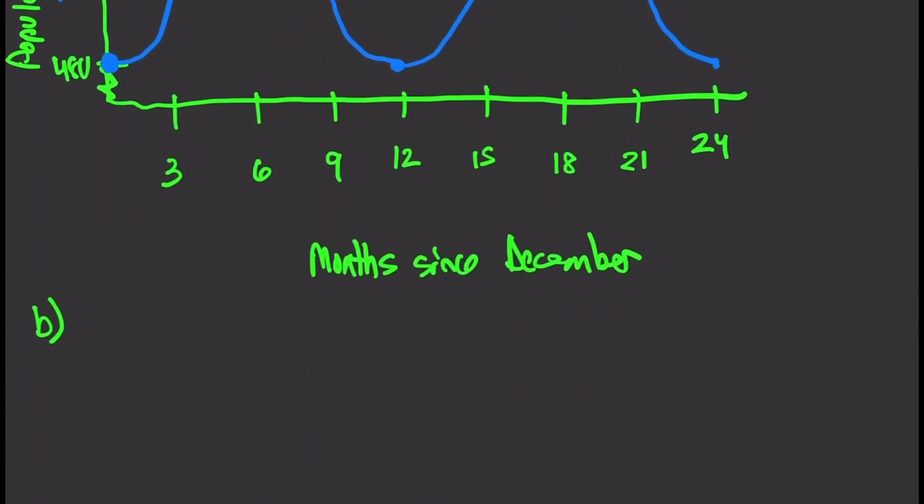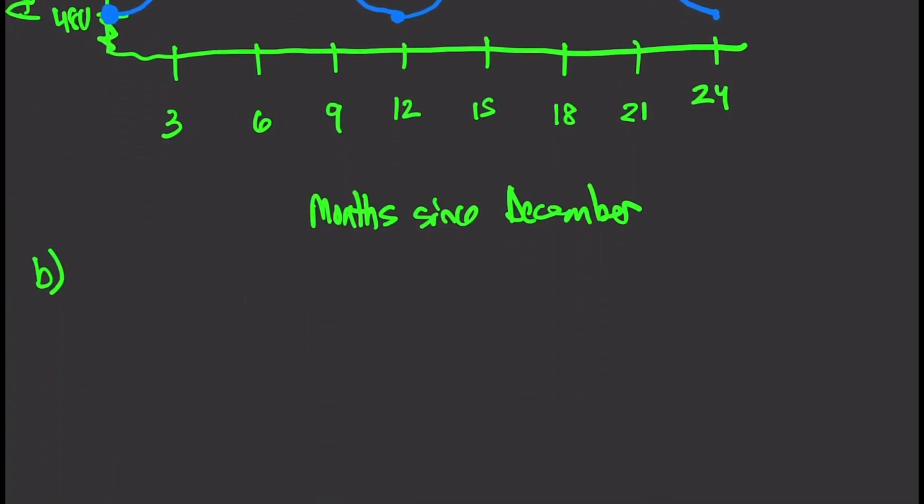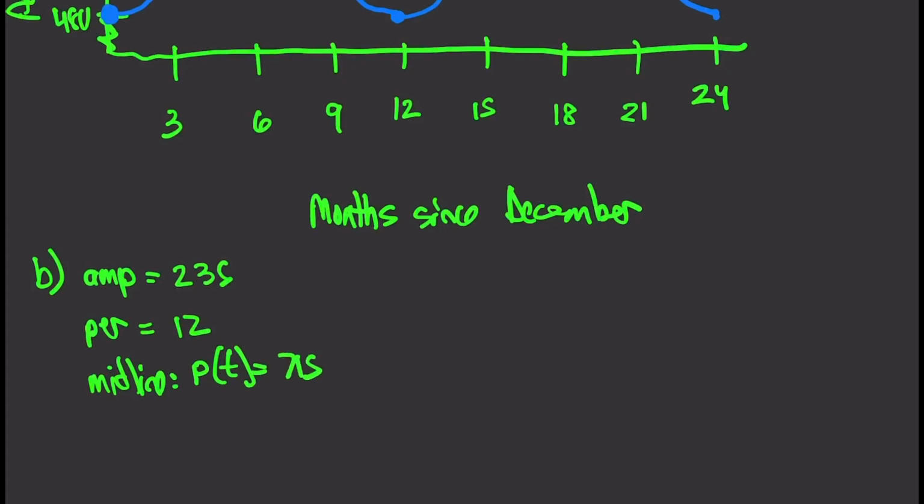All right, so now let's state those values. So for amplitude, I got 235 just by subtracting them. For my period, that was 12. And my midline, again, use that function notation. It's P of t equals 715. So that's what they want in part B.